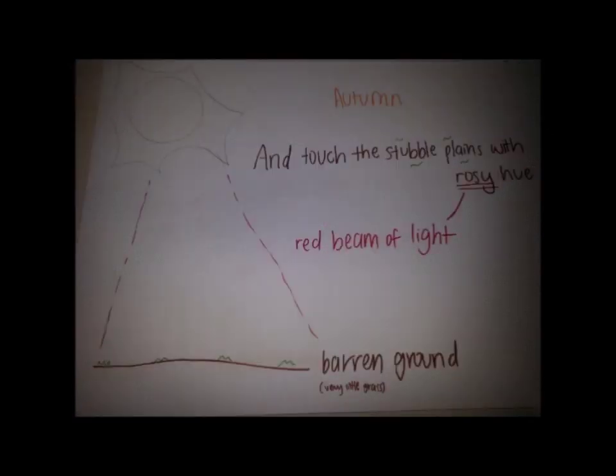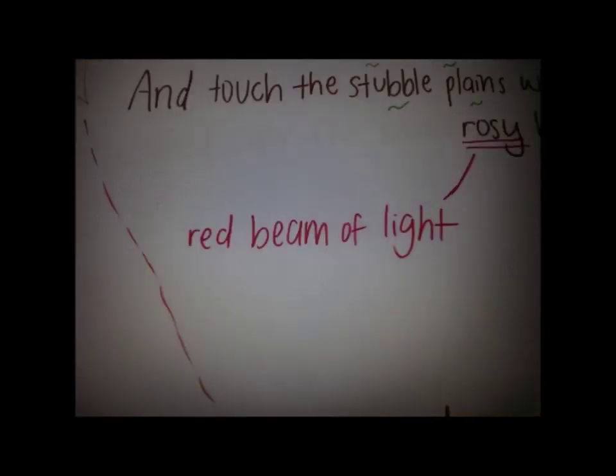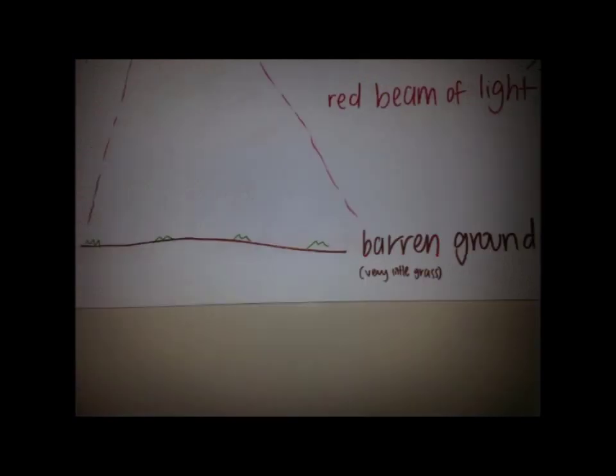"And touch the stubble plains with rosy hue." Rosy hue represents red color, and the reddish colors of the sunlight touch, which also means overwhelm, the fields gently. The fields have been harvested, so all that is left is flat stubble of crop.